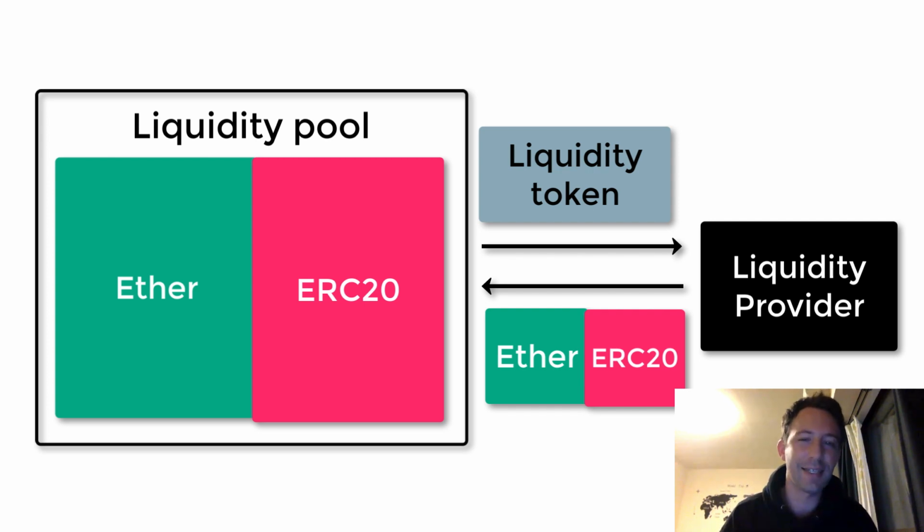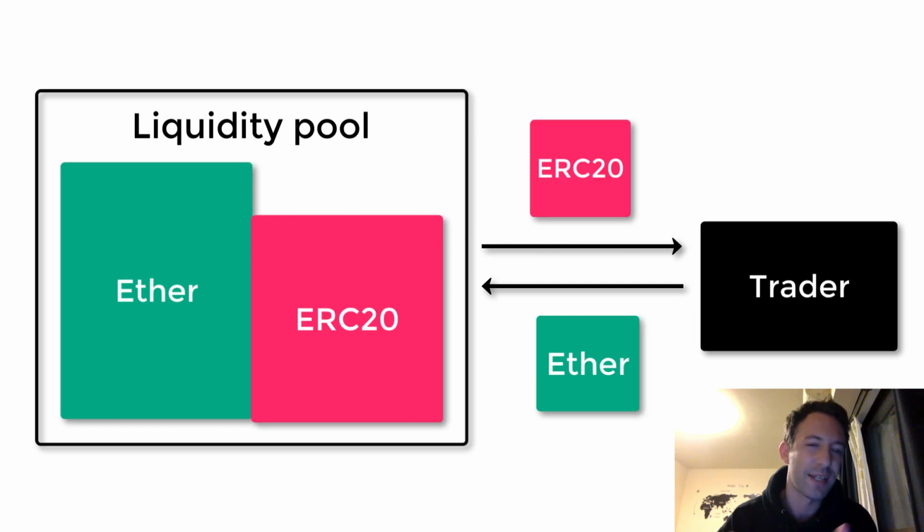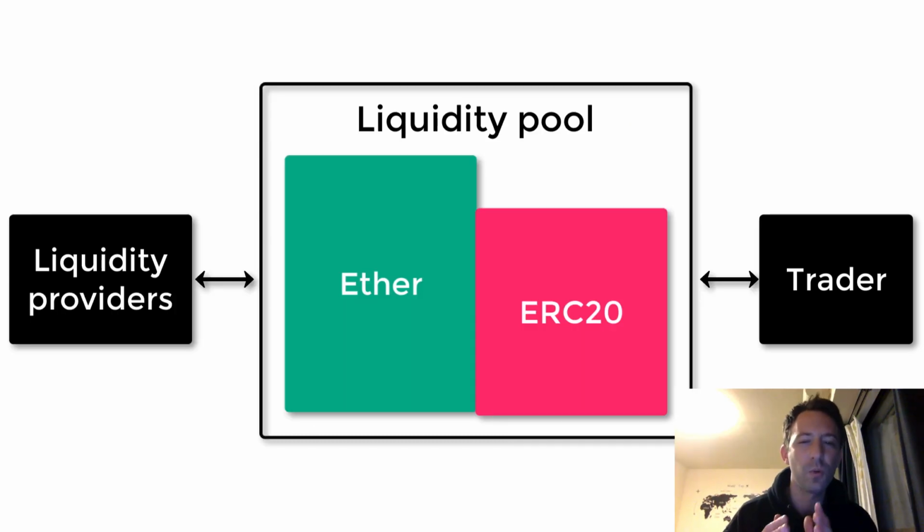Once there are some assets in a liquidity pool, traders are able to buy or sell the ERC20 token of that specific pool. For example, if a trader wants to buy the ERC20 token, he will send some Ether to the liquidity pool and he will receive some ERC20 token in exchange. He will also pay a transaction fee that will be given to the liquidity provider when they withdraw the asset. What's really important to understand is that at no point the trader trades directly with the liquidity providers. They trade with the liquidity pool only.